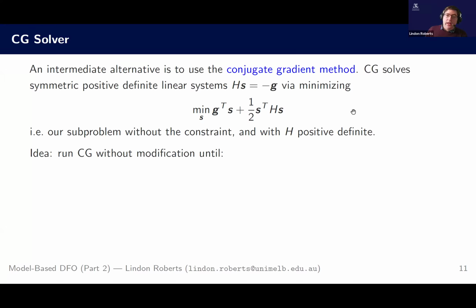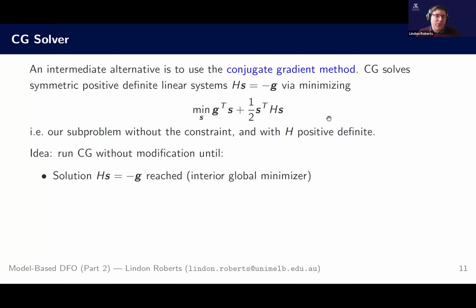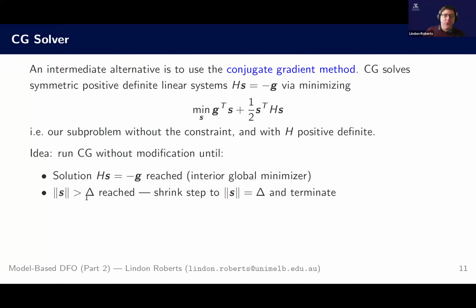What you can do, though, is just run CG anyway. We're trying to solve a problem that looks like this. H might not be positive definite, and we've got a constraint, but the objective is still the same. So let's just run CG for our problem, starting from s equals 0. And there's basically three things that can happen. The first thing is we run all the way, and CG terminates, and we've solved our linear system. That corresponds to the situation of an interior global minimizer. Otherwise, as we start running CG, at some point we move outside our trust region. In that case, we shrink the step that we took so that we stay inside the trust region. Basically, we stay on the boundary, and then we stop.